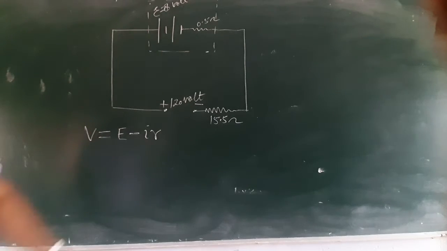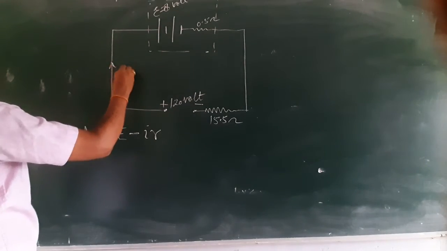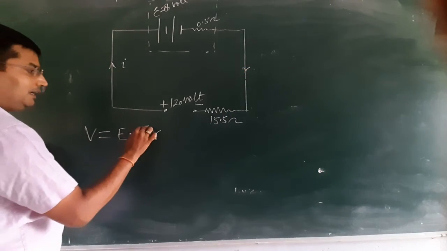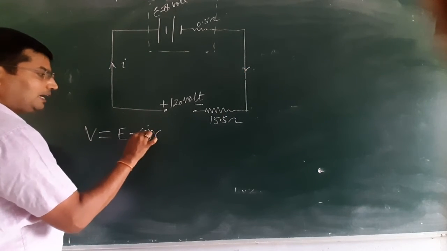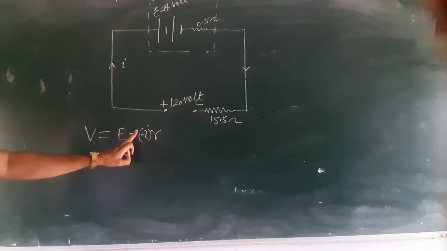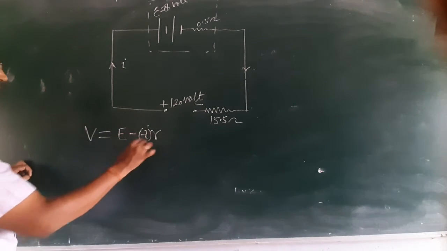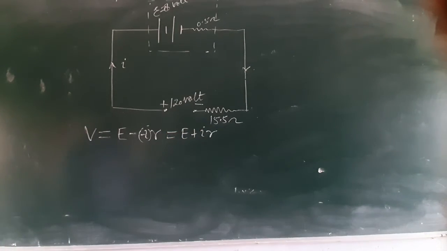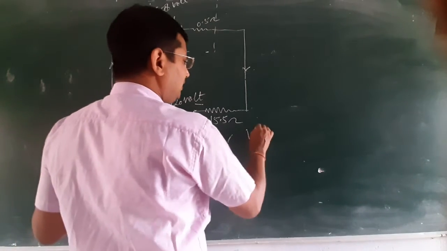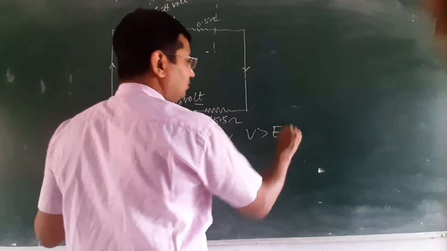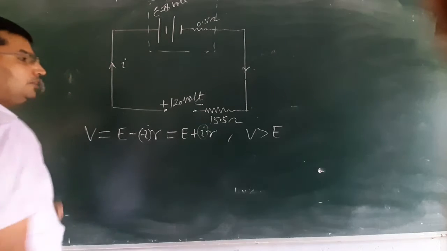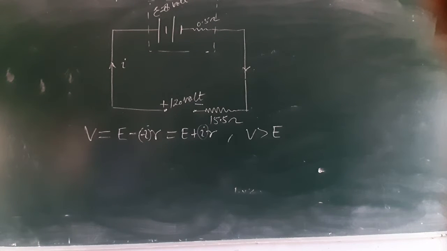But in case of charging, the direction of current gets reversed. And if the direction of current is reversed, this formula, E minus IR, will become E plus IR. Actually, this is the case when the terminal potential difference becomes greater than the EMF of the cell. So, in order to find the terminal potential difference, we have to find the value of charging current.